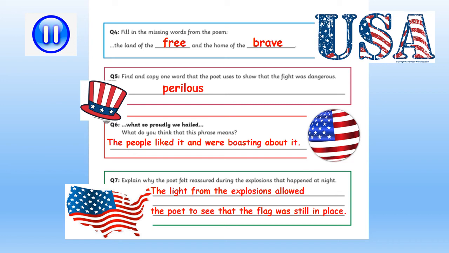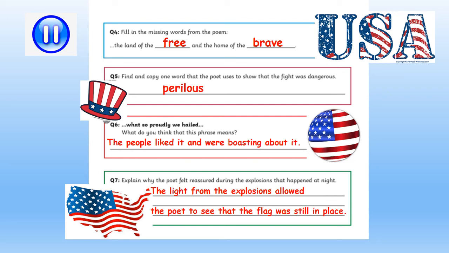Question 6. What so proudly we hailed? What do you think that this phrase means? Well, if people like something and they're boasting about it, then you can say it's hailed or worshipped.